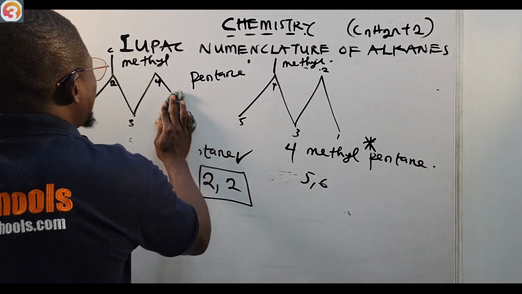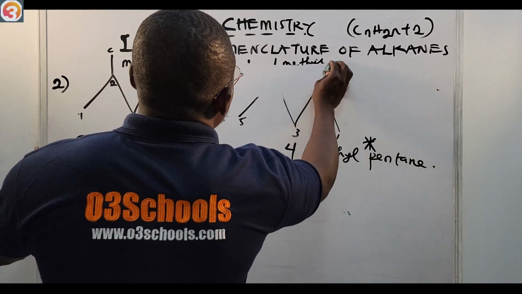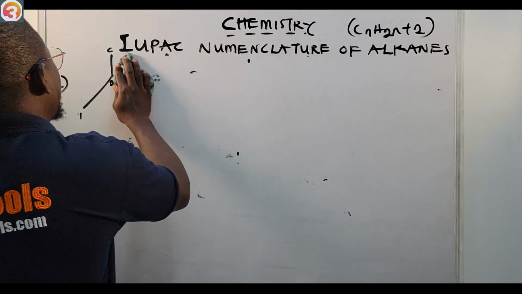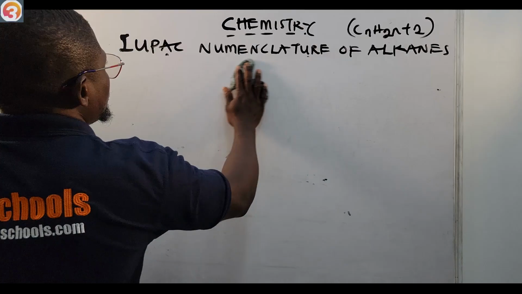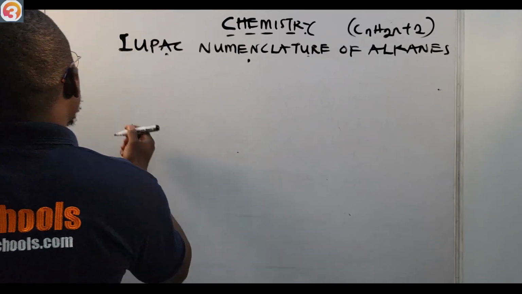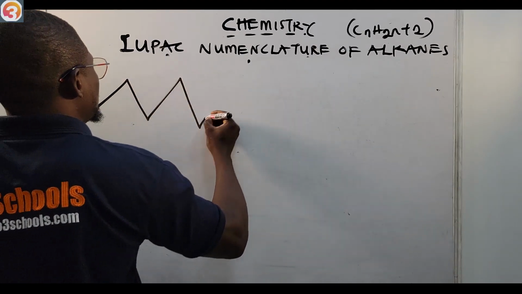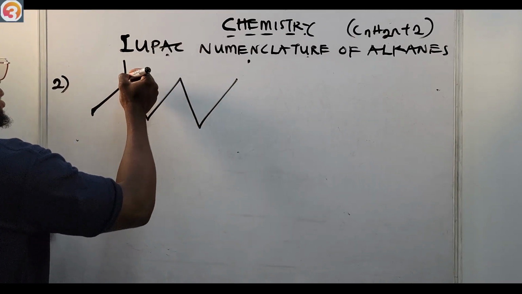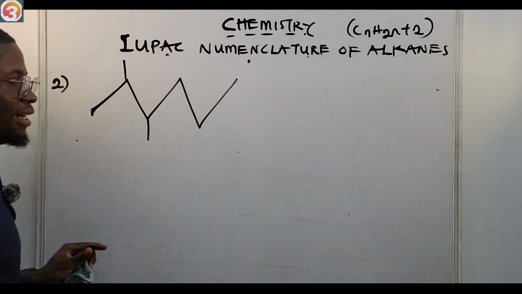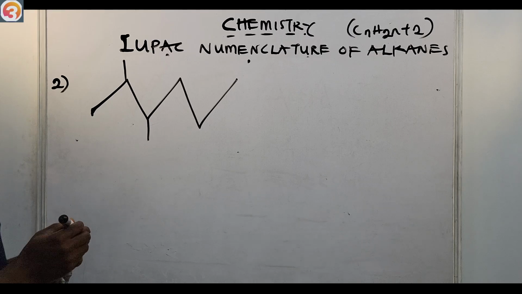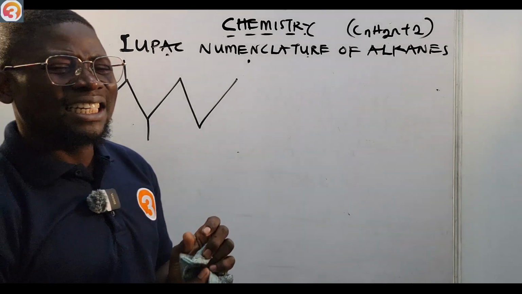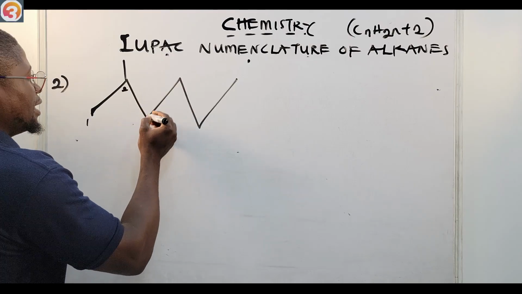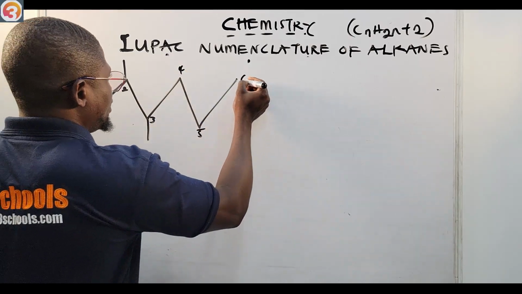Let us go to another example. Let's say now we have another structure, something like this: 1, 2, 3, 4, 5, 6. In this case, we have a group here, and on this side, we also have a group here. Now this becomes very easy. First thing, identify the number of carbon atoms in the parent chain: 1, 2, 3, 4, 5, 6.